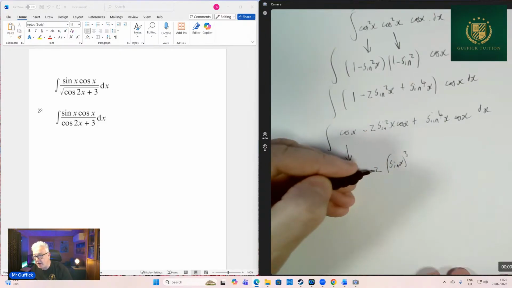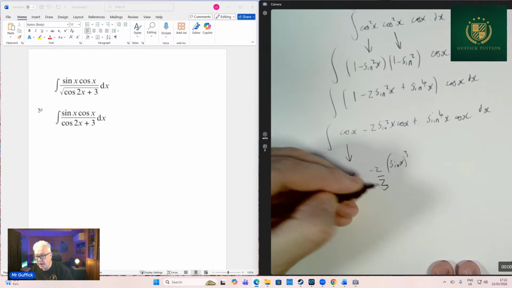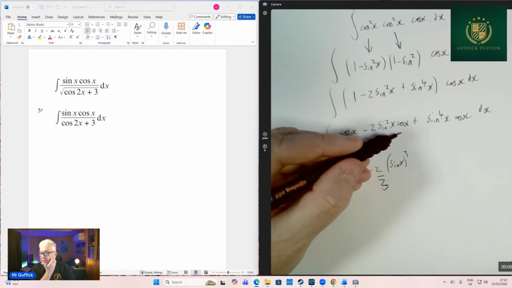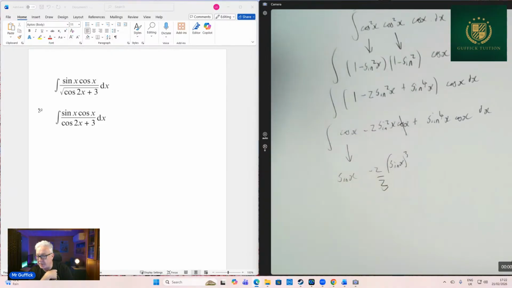So I've raised the power by 1, divide by the new power, which is 3. And when I divide by the derivative of the inner function, the derivative of the inner function is just cos. So that cos cancels like that.